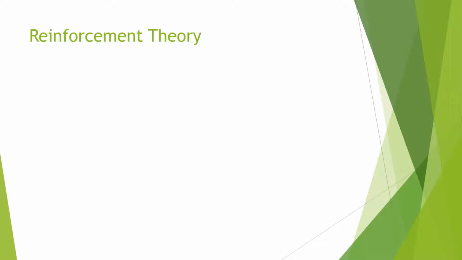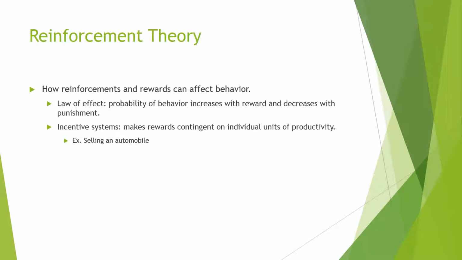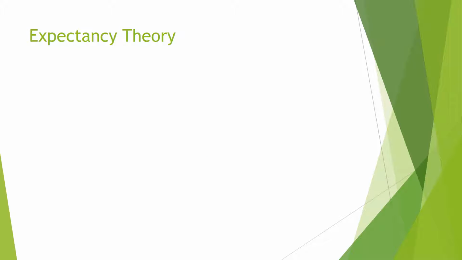Reinforcement theory. There's a law of effect, in which the probability of behaviors increases with reward and decreases with punishment. And they also use incentive systems, which make rewards contingent on individual units of activity. An example would be selling a car.